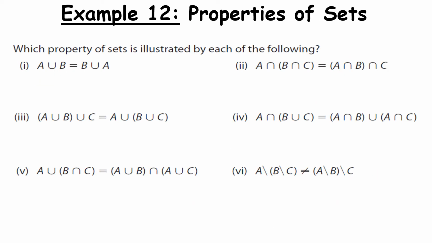Example 12, properties of sets. So you would have learned about the properties of numbers, and these can also be used to describe sets. So we have three properties we know about. That is commutative. Usually we talk about adding and multiplication being commutative. It means the order doesn't matter. So 2 multiplied by 3 is the same as 3 multiplied by 2.